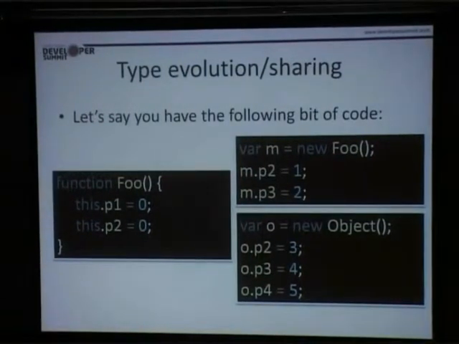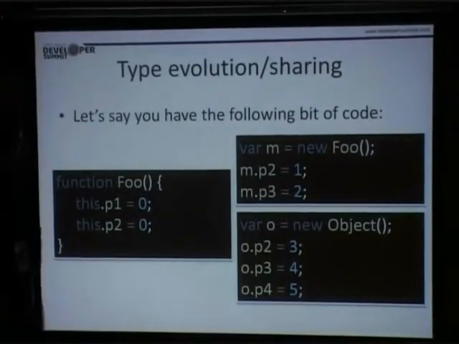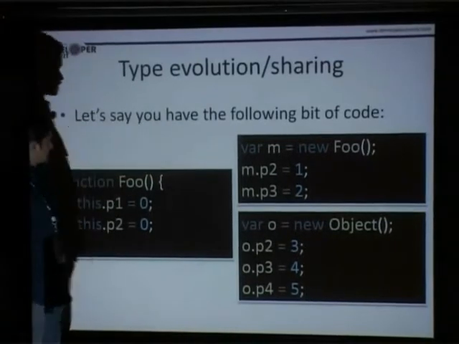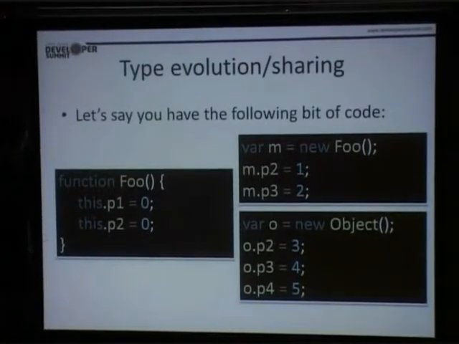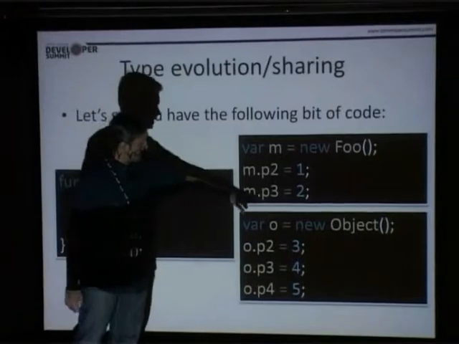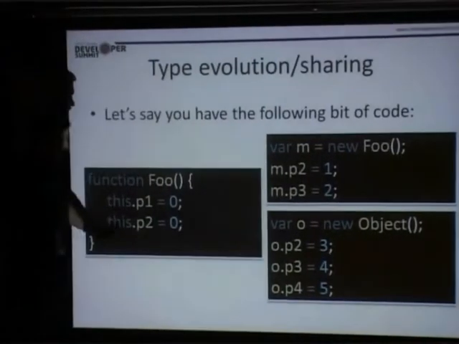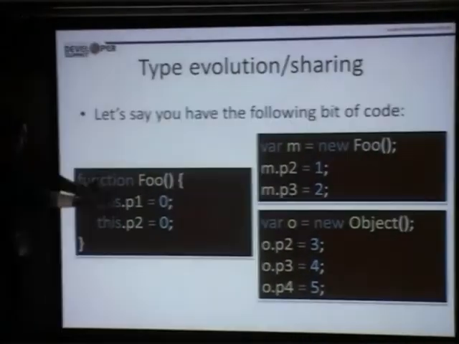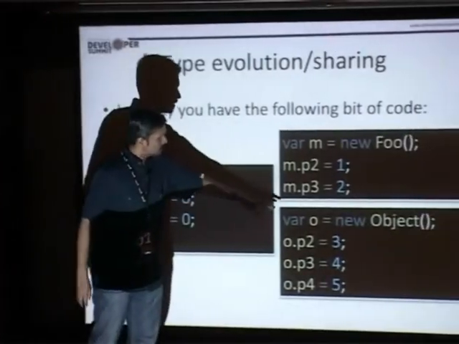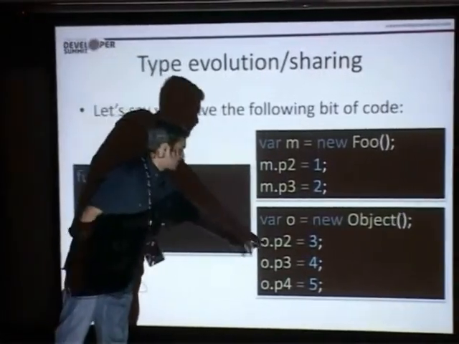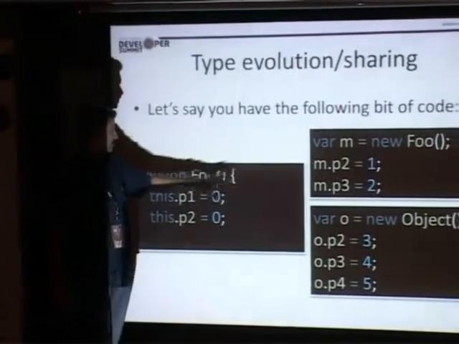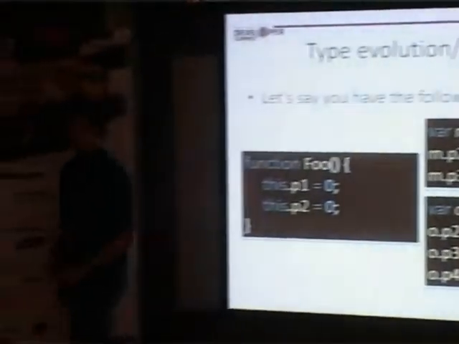So you have a function here which has two properties that it accesses. We create an instance of it, initialize some values here. One thing I'll call attention to is the fact that m.p3 here does not exist. It's not defined here, right? So here I don't have p3. That's dynamically created. I'm creating a new object here, o.p2, p3, p4. There is no relation between object and foo. It's just another piece of code.